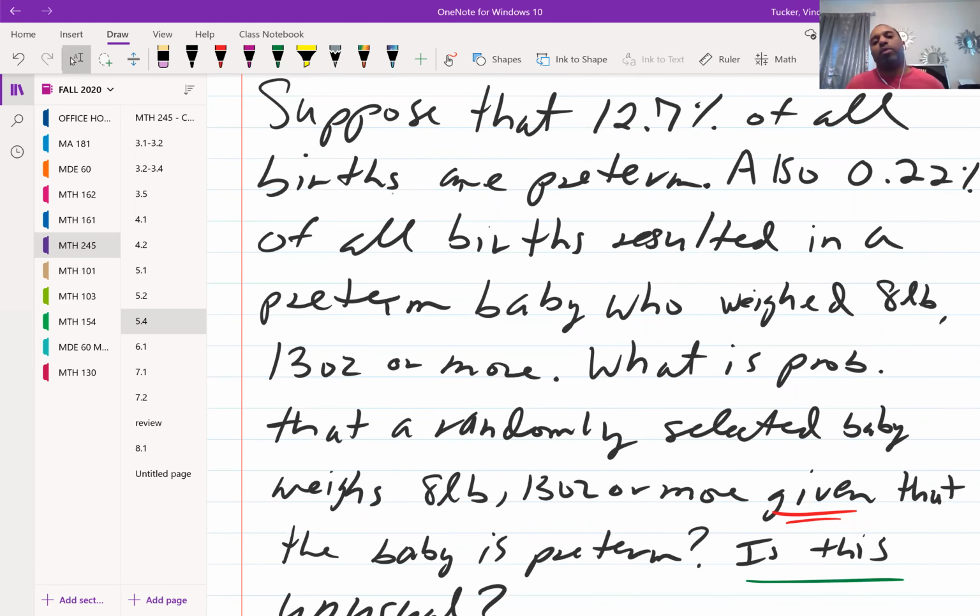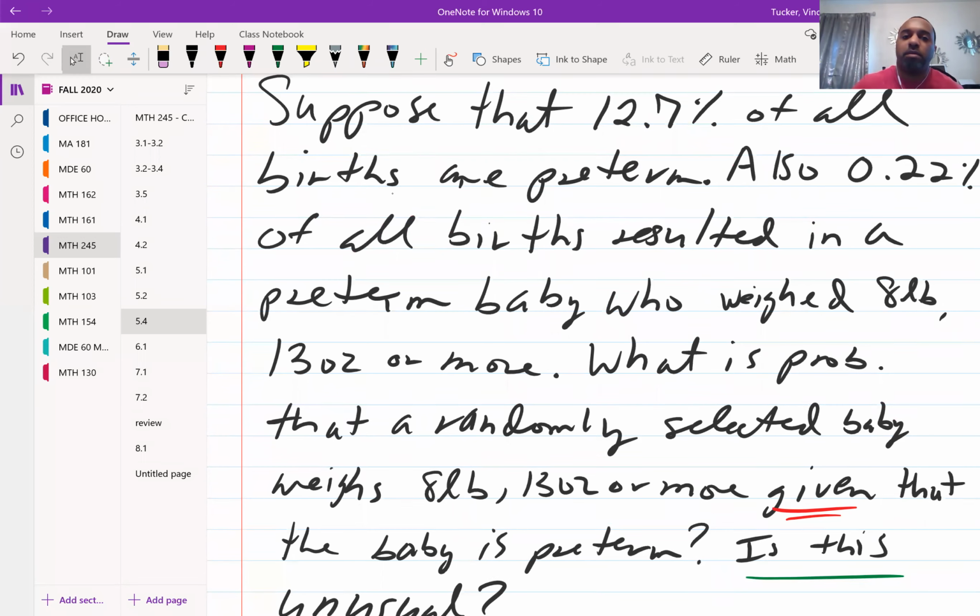All right. Suppose that 12.7% of all births are preterm. Also, 0.22% of all births resulted in a preterm baby who weighed 8 pounds, 13 ounces or more. What is the probability that a randomly selected baby weighs 8 pounds, 13 ounces or more, given that the baby is preterm? And then, is this unusual?